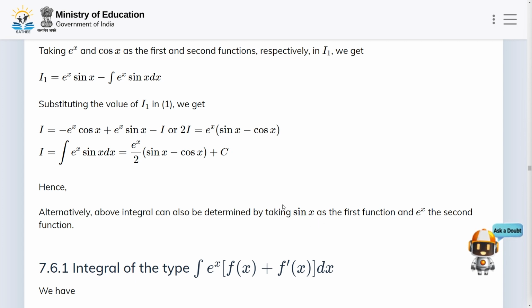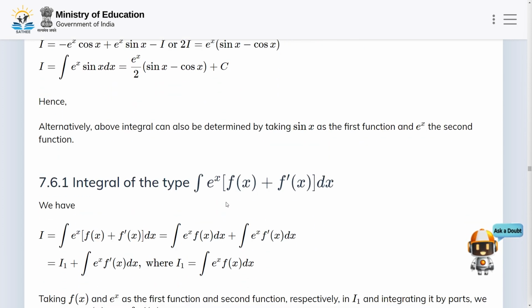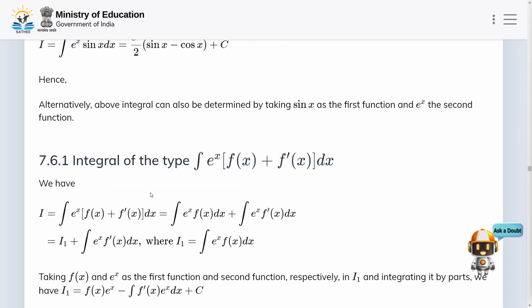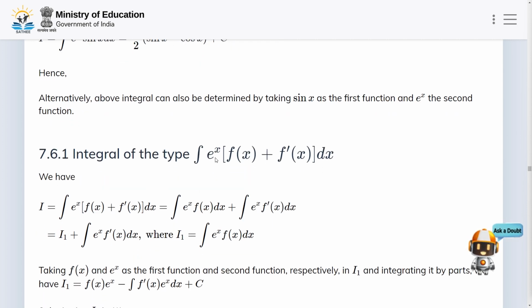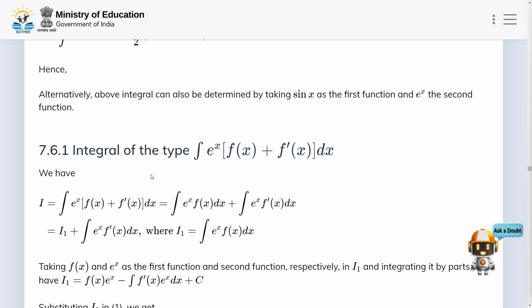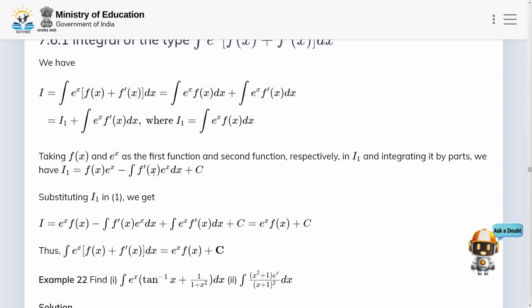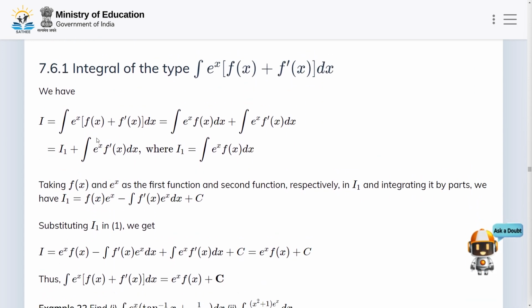Okay, now integration of the type integral e^x multiplied by f(x) plus f'(x) dx. Okay, then what will you get? So I is equal to the integral of e^x multiplied by f(x) plus f'(x) dx. Now multiply it, what can you get? Integration of e^x f(x) dx plus integration of e^x f'(x) dx.